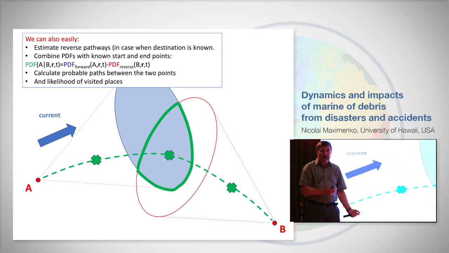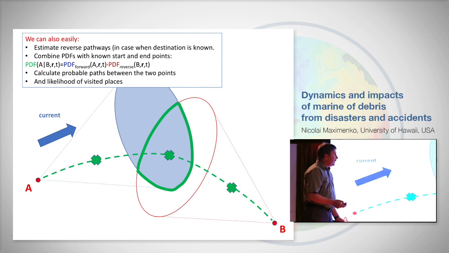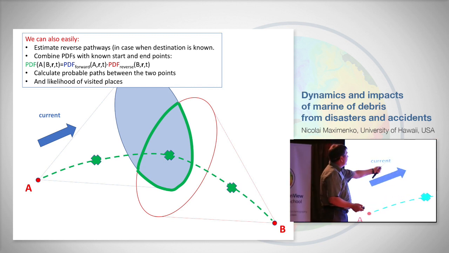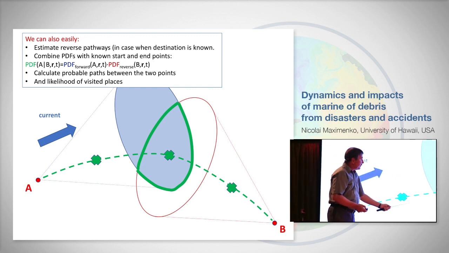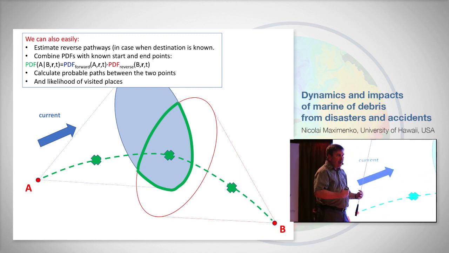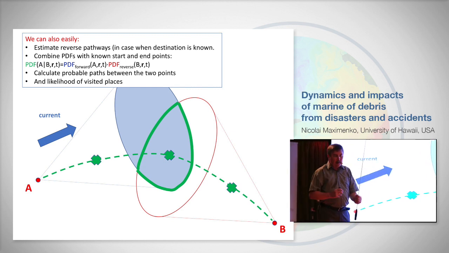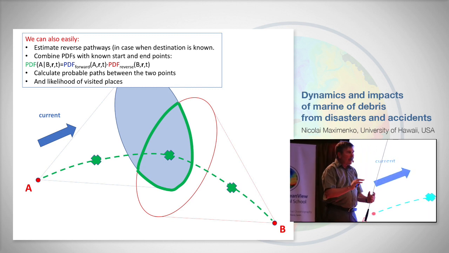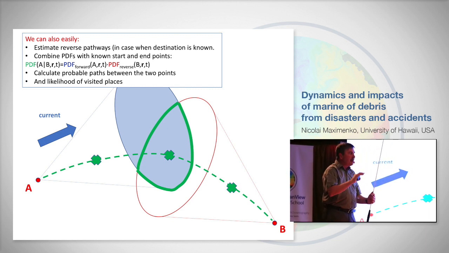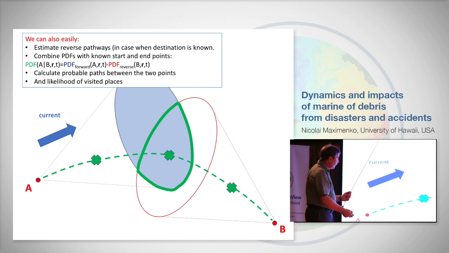Then from here, it's just one step to probable trajectories. For example, this is just multiplication, mathematical, logical multiplication of two PDFs. And now, if we integrate these PDFs in time, then we can isolate locations where probability is high that they were visited on the way between A and B.